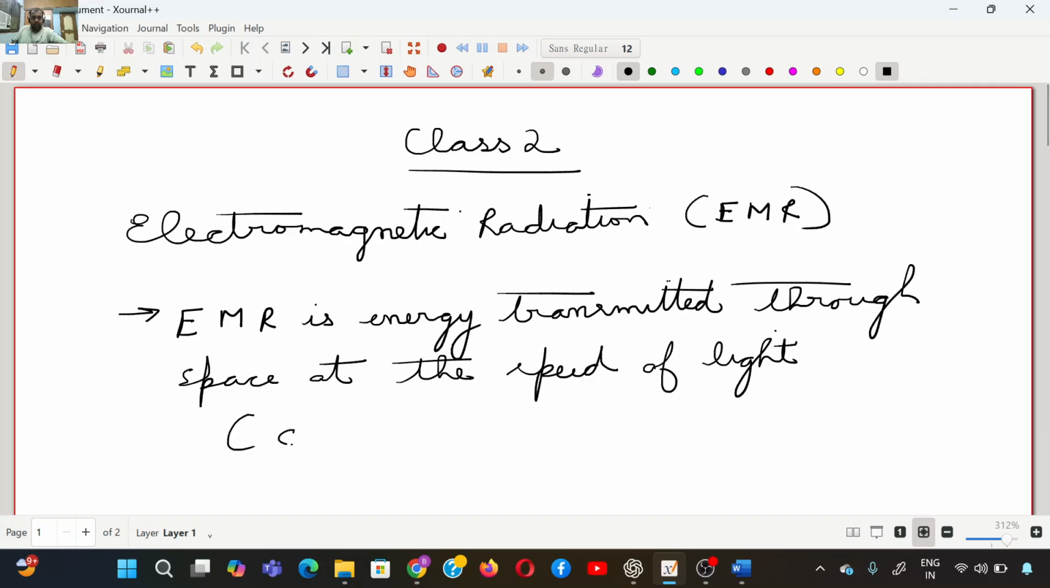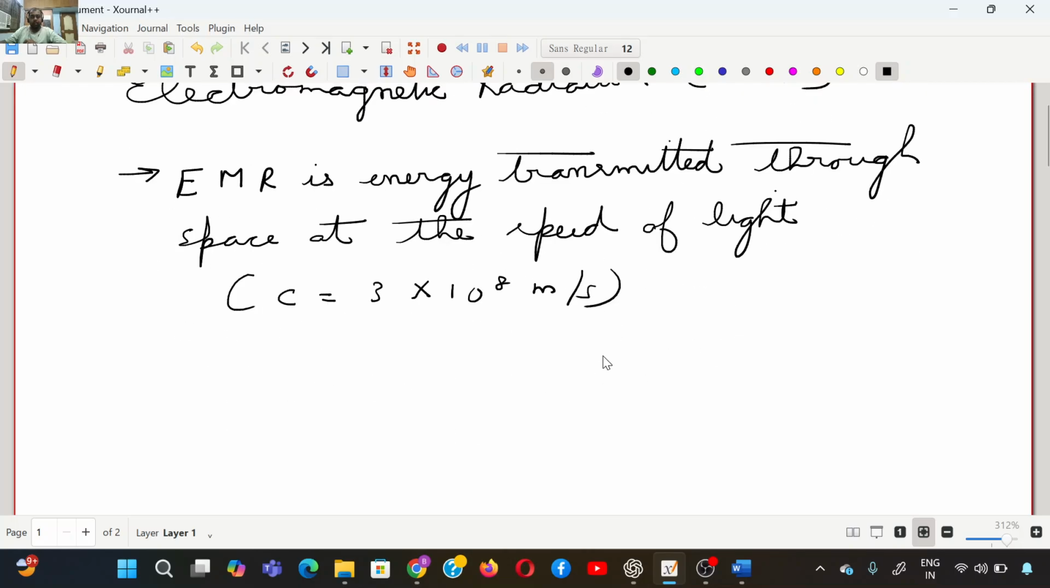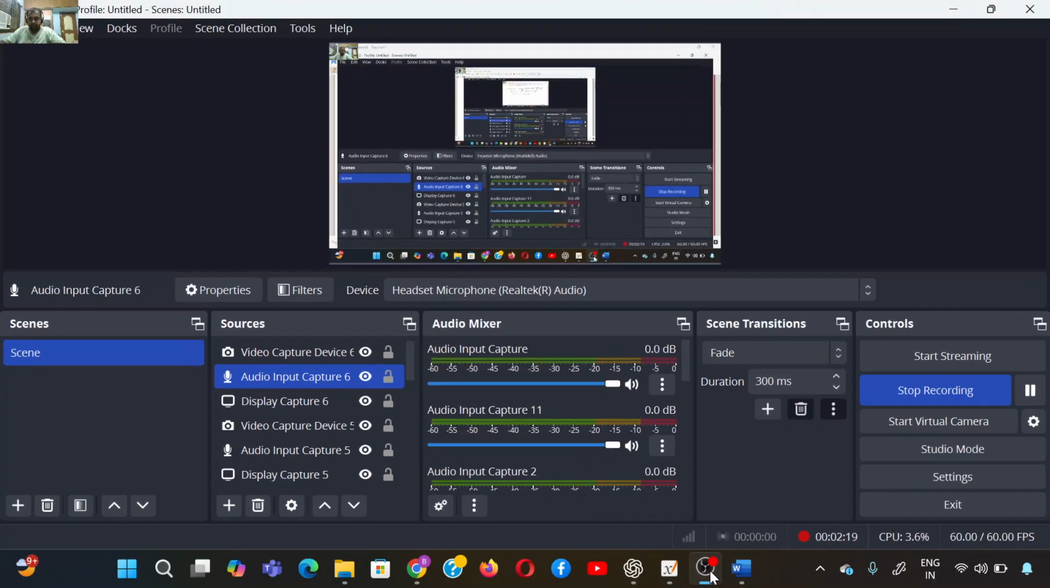And you know what the speed of light is, right? It's denoted by c. It's 3 × 10^8 meters per second, right? You must also be familiar with Einstein's E = mc² formula. There also, c is the speed of light. You'll use that in nuclear physics and all. So I'll just show you one.